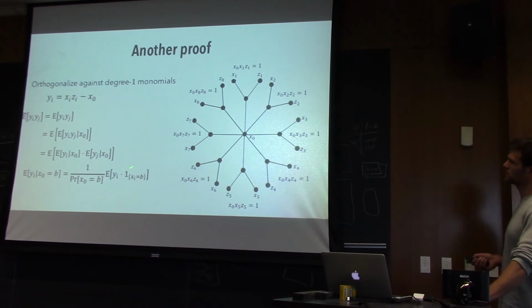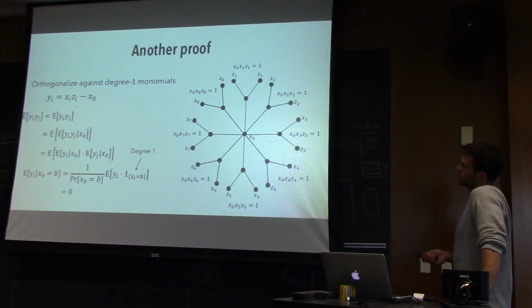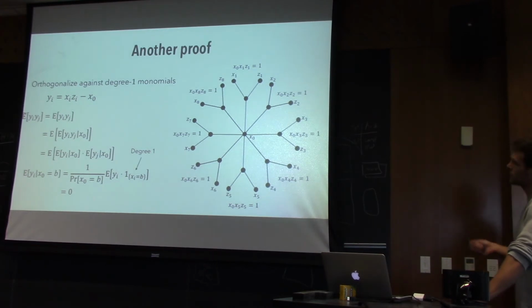Now I can write this conditional expectation out, and it's something like this, where this is an indicator function that xi is equal to b. But this is now a degree 1 term, because it just depends on one variable. And I've already told you that I've orthogonalized against degree 1 monomials. So this is something that I've orthogonalized against degree 1 monomials times a degree 1 monomial, so you get 0. So these guys are 0, and this whole thing is 0. This is another way of seeing that Gramschmidt's kind of doing what you want it to do. And this is really what gives us the intuition behind our proof.